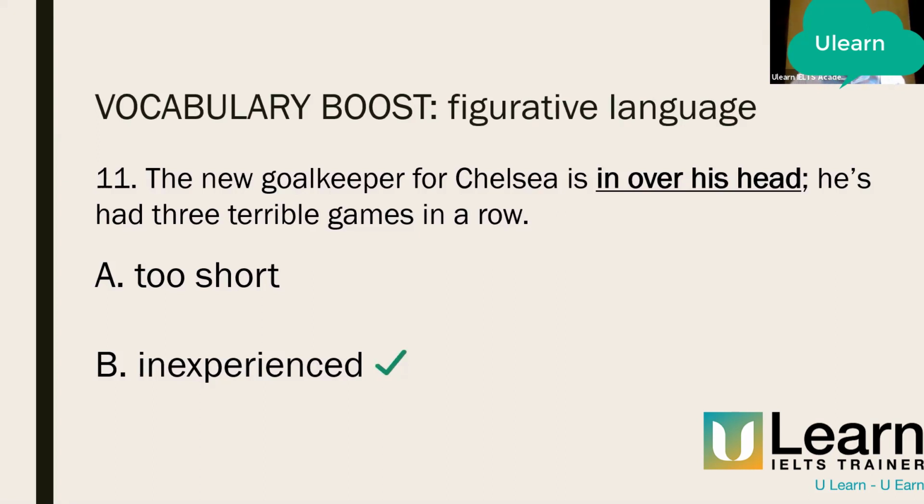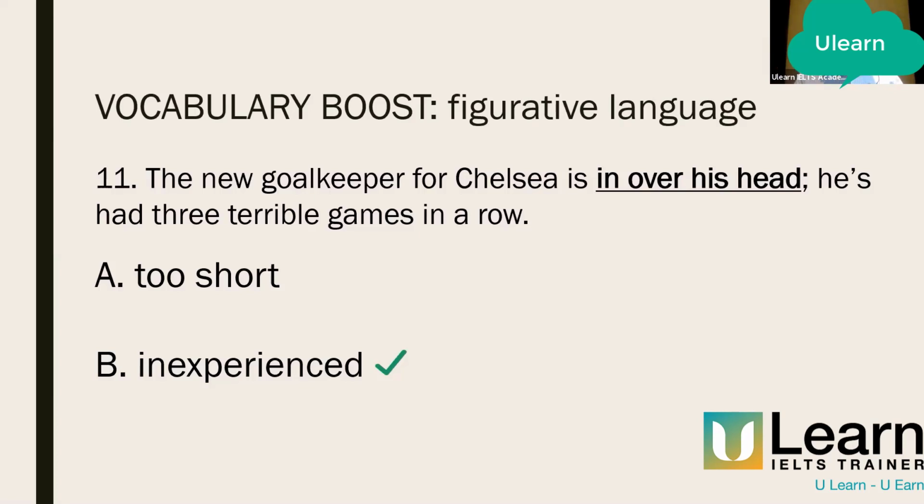Can you read that all the way for me again from the beginning? The new goalkeeper for Chelsea is in over his head. He's had 3 terrible games in a row. Okay, good. You know, you have a bit of an English accent there. And the first time you went through and said head, it sounded to me like in over his head. The second time you hit the H a little bit harder, in over his head. Yeah. And with he's and had, you sounded fine.